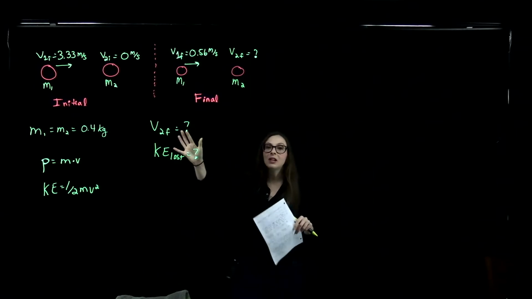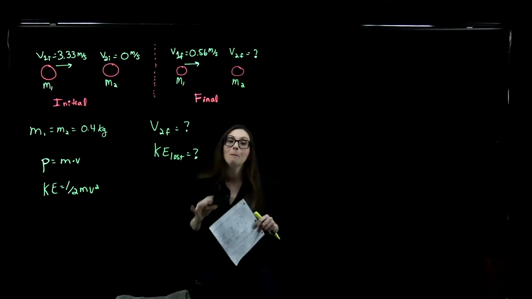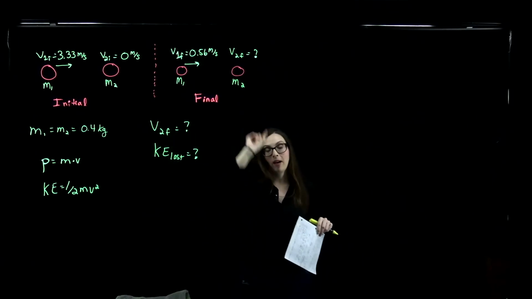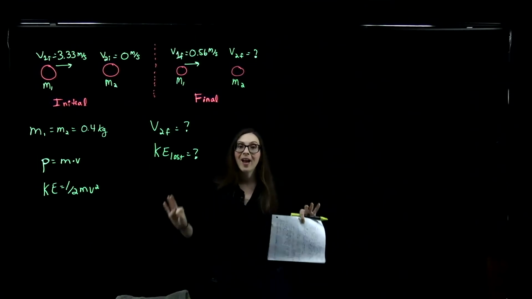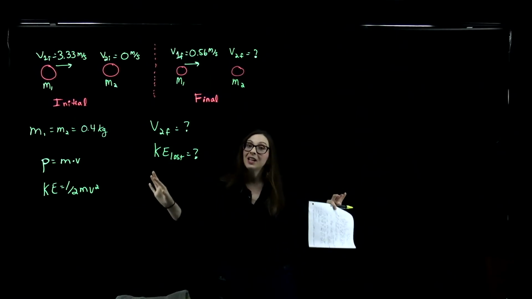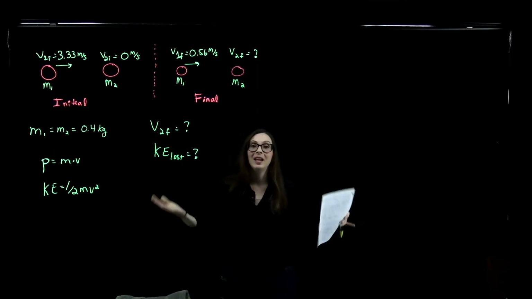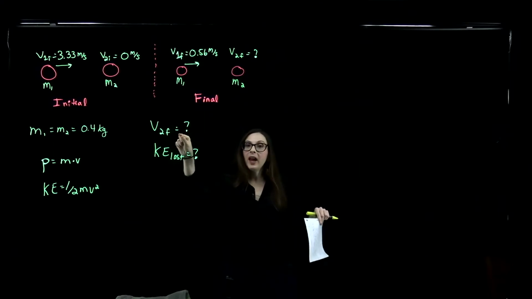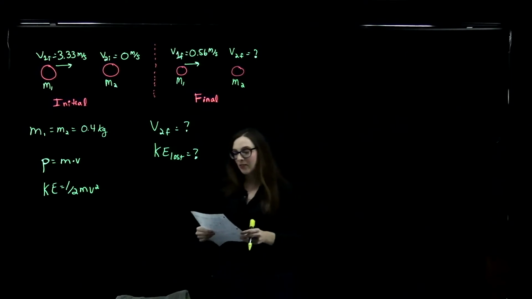So the first thing we need to do is apply conservation of momentum in order to figure out the velocity of my second ball after this collision. No matter what the collision is, you always conserve momentum. Momentum is always conserved, but energy is not always conserved. If energy is not conserved, it's an inelastic collision. So we have to find, using conservation of momentum, the velocity of our second mass.